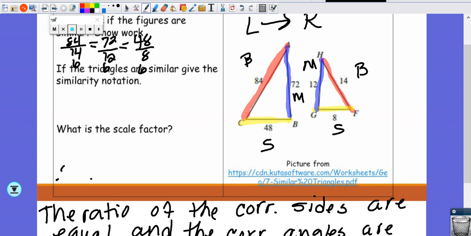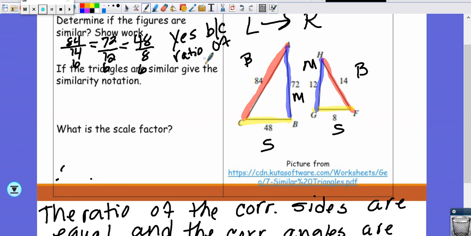So I have here where it says determine if the figures are similar. Well, the first part of my definition says that the ratio of the corresponding sides are equal. So when I did these ratios, I got them all to be equal to 6. So are they similar? Yes. Because the ratio of the corresponding sides are equal. So the answer to this would be yes. And that's because the ratio of the corresponding sides are equal. All right, so you good on that.